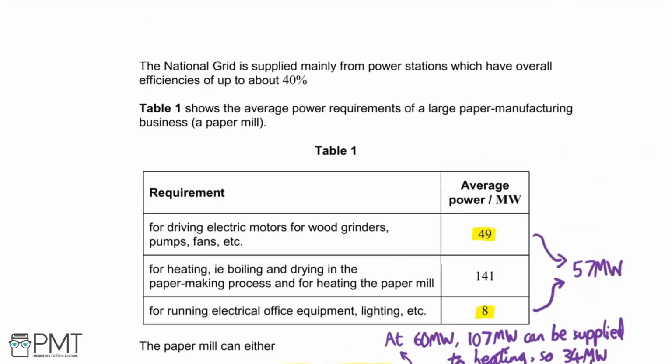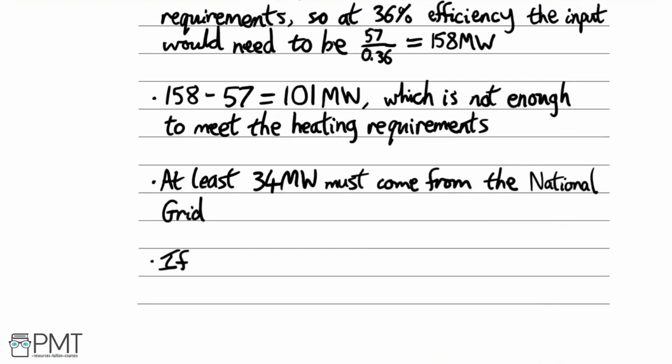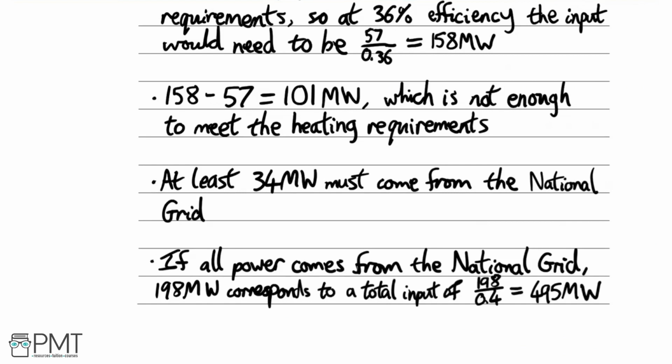Remember that the efficiency of the power stations is up to 40%. So let's write that point down as well. You can see there that 495 megawatts that we would need to put in. So we're dividing 198 by 0.4 to get that value, because 0.4 is the efficiency written as a decimal.